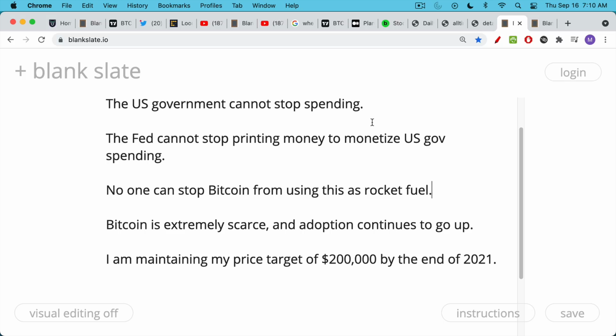And as we've seen, this game theory has now reached the level of sovereign governments, with El Salvador adding Bitcoin to their balance sheet. The central banks and the governments that add Bitcoin to their balance sheet first really have a huge advantage over everyone else. And it's actually much smarter to just try to accumulate Bitcoin as a government than to try to stop it. So I'm maintaining my price target of $200,000 by the end of 2021.